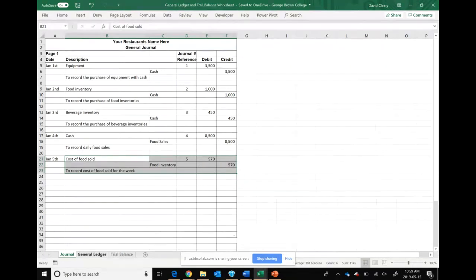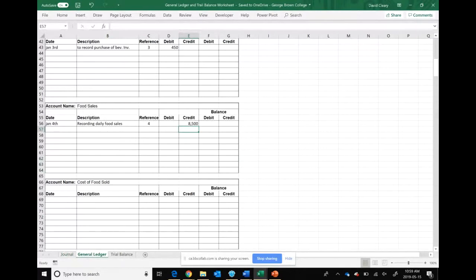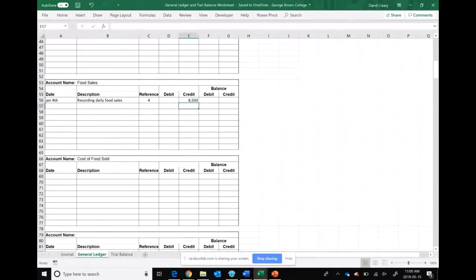So we take that information, we go to our ledger, find cost of food sold, which is right here, and start inputting the information. So January 5, 5th, there we go, and the description is to record cost of food sold. Okay, the reference number was 5. And we debited by how much? 570. Awesome. There we go.